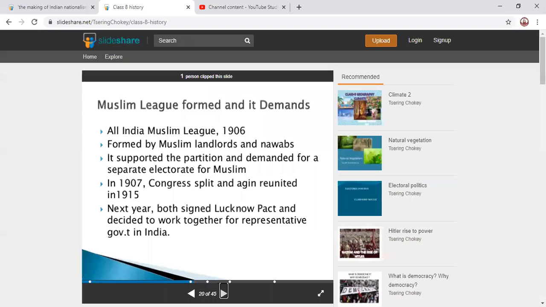The important leader of the Muslim League at the time of independence, who played a role in the formation of Pakistan, was Muhammad Ali Jinnah. He was also a member of the Muslim League. Get it? Now the next topic is revolutionary nationalism.